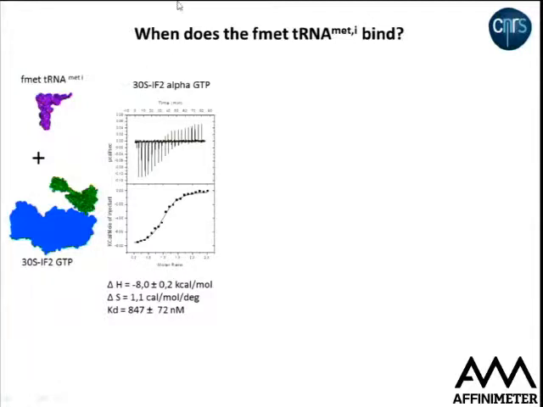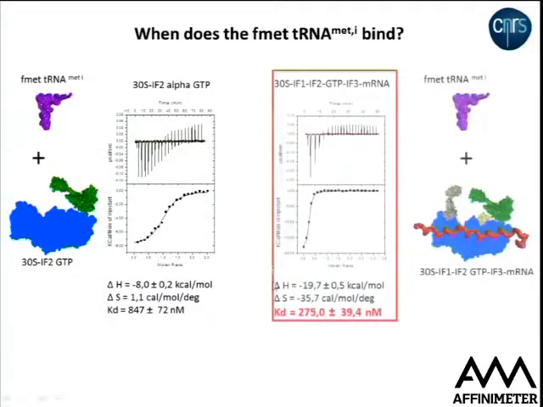And finally, when does the initiator tRNA bind? So we could not observe any binding in the absence of IF2 GTP. So here is shown the result for the binding of the tRNA to 30S IF2. And we have this kind of binding curve. But now if we do the same on the complex containing the ribosome, the messenger RNA, IF1, IF2, and IF3, we have a much better binding, about 4 times better.